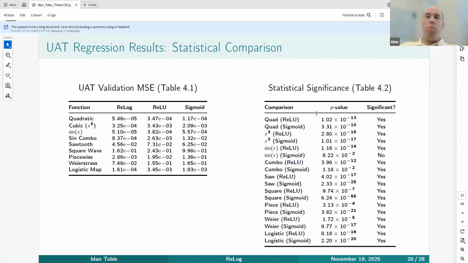And if we compute the statistical significance, then in 17 cases out of 18, because we have 9 functions times 2, because we have ReLU and sigmoid, in 17 out of 18 cases, it was also statistically significant compared to both ReLU and sigmoid. In one case, in the sine function, it was still better, but not statistically significant: 0.08 instead of 0.05.